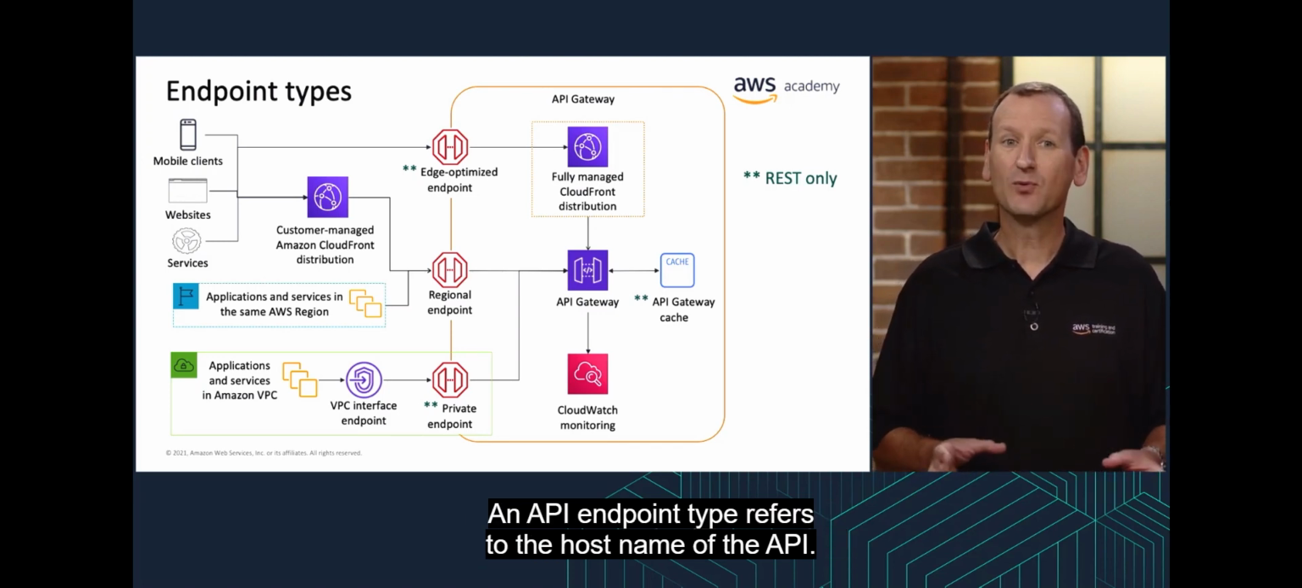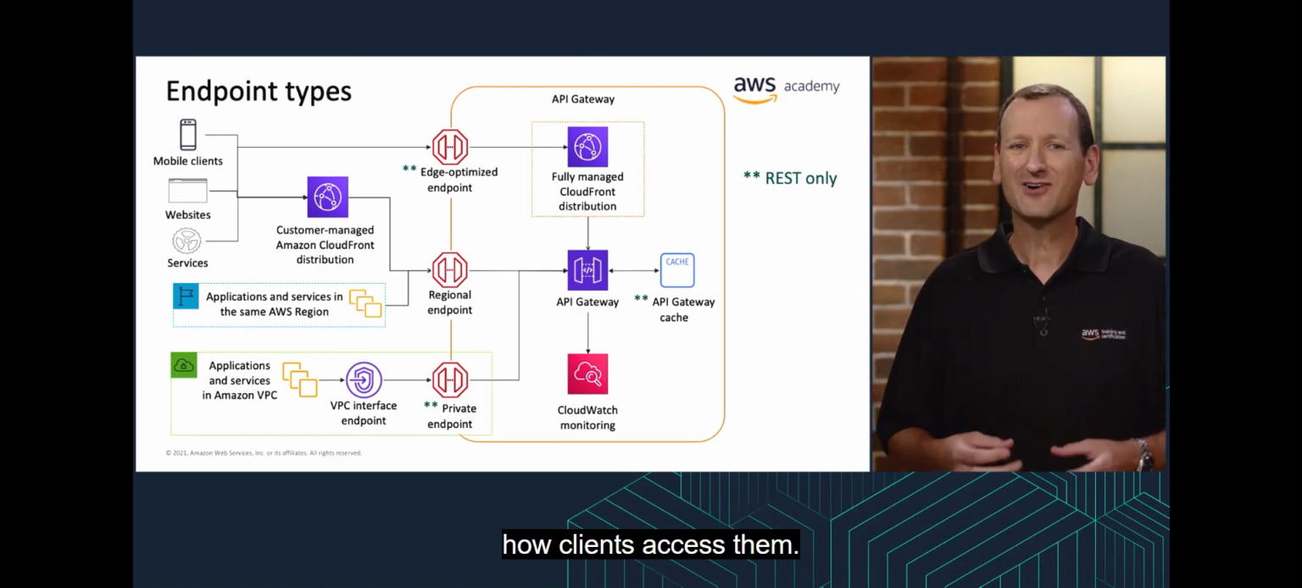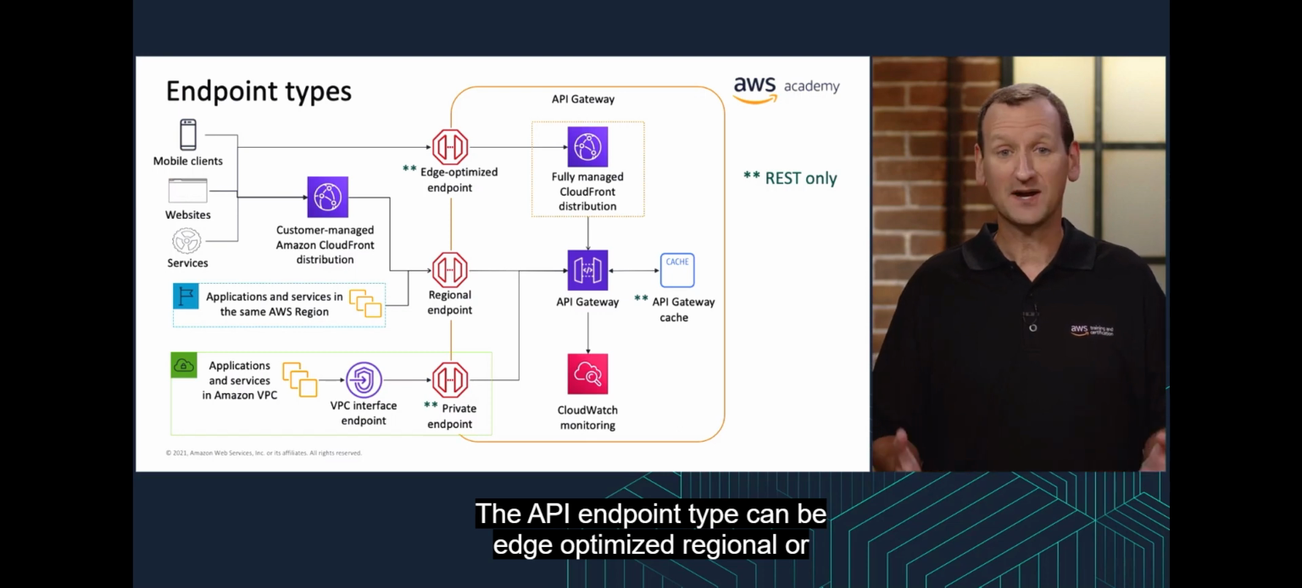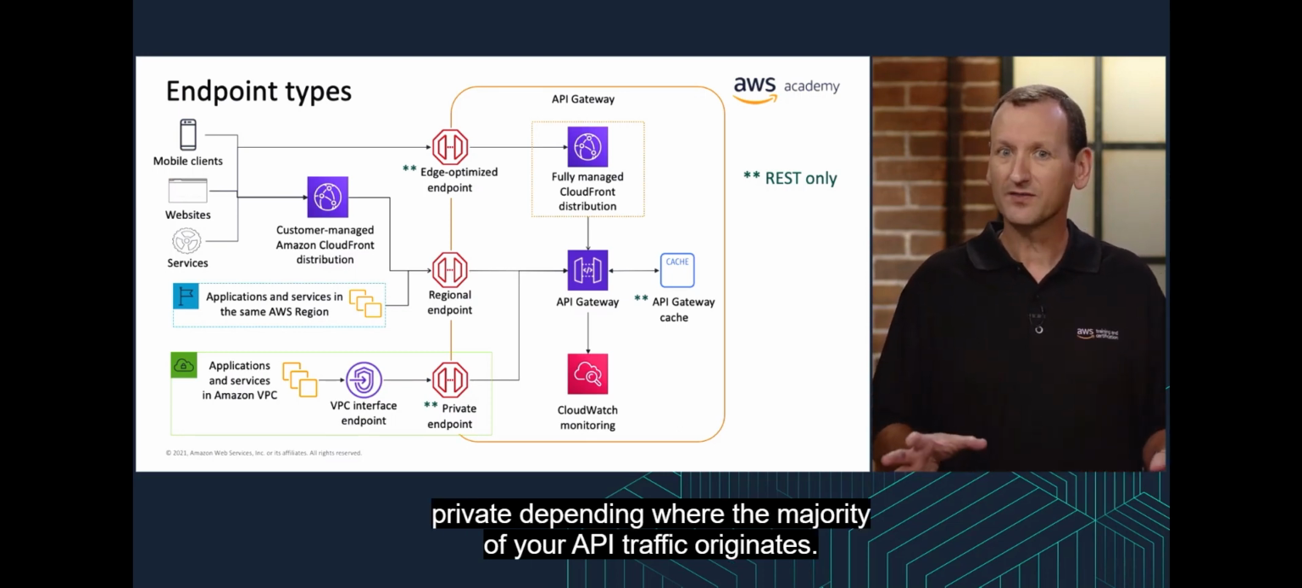An API endpoint type refers to the host name of the API. The endpoint type determines how the API's endpoints, the front end, are deployed and how clients access them. The API endpoint type can be edge optimized, regional, or private, depending where the majority of your API traffic originates.